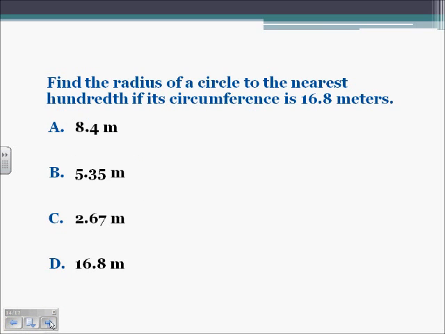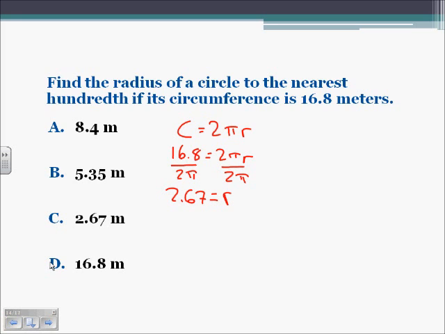Find the radius of a circle to the nearest hundredth if its circumference is 16.8 meters. So we know circumference equals 2 times pi times r. They tell us the circumference is 16.8 meters. That's going to equal 2 pi r. Solving for r, we need to divide both sides by 2 pi. So our radius is going to equal 16.8 divided by 2 pi, which is approximately 2.67, which is answer C.